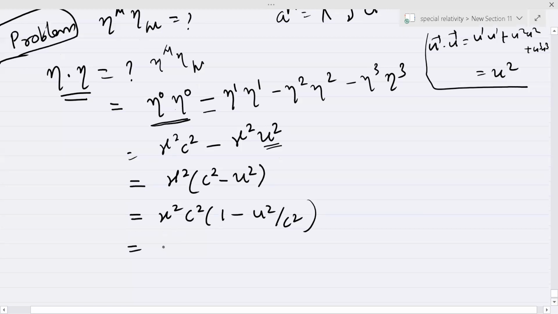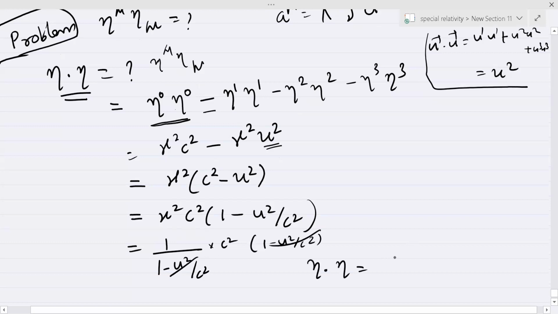What is gamma square? Gamma is 1 by root of 1 minus u square by c square. So if you take gamma square, it's 1 by 1 minus u square by c square. Here we have got a c square and again 1 minus u square by c square. You see that these terms will get cancelled and you get eta dot eta is equal to c square.